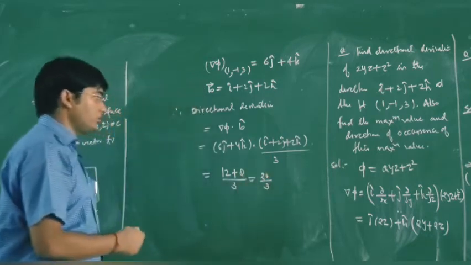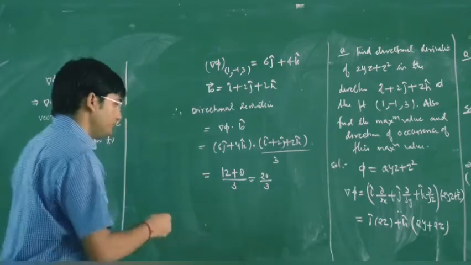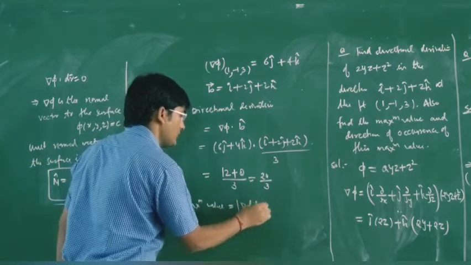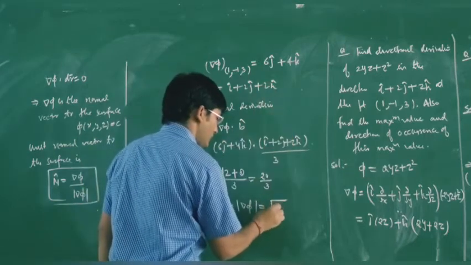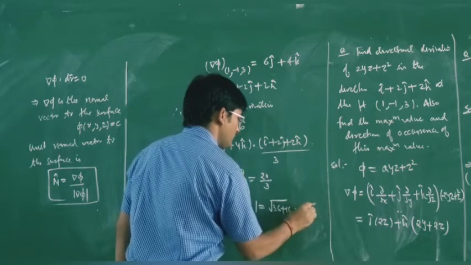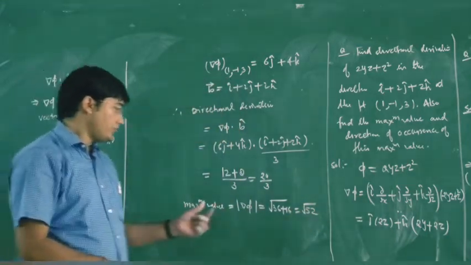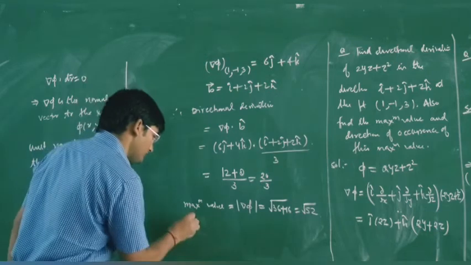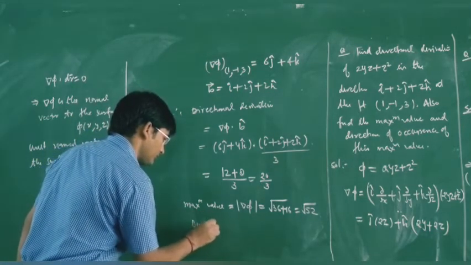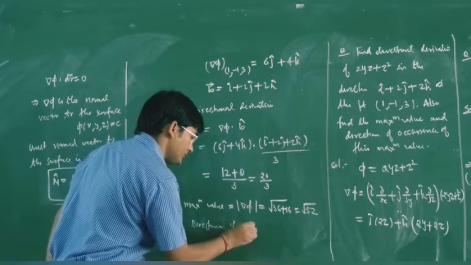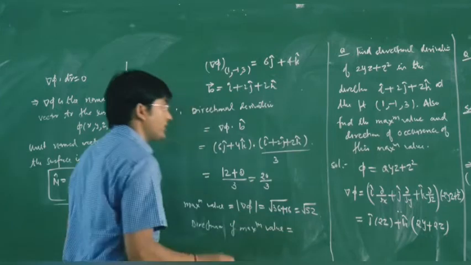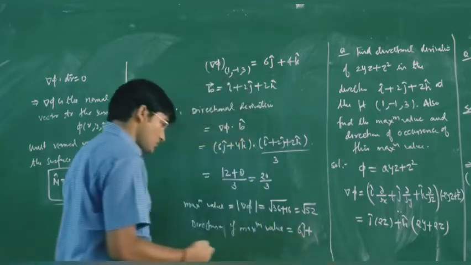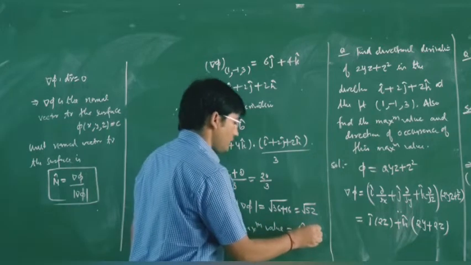So your directional derivative is equal to 20/3, and your maximum value is equal to modulus of grad phi. So modulus of grad phi will be 36 plus 16. So this is equal to square root of 52. So square root of 52 will be your maximum value of the directional derivative. Now your direction of maximum value is equal to the direction of the grad phi, and this is equal to 6j plus 4k.